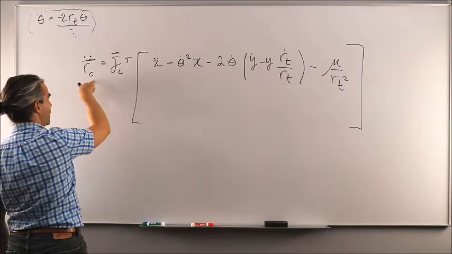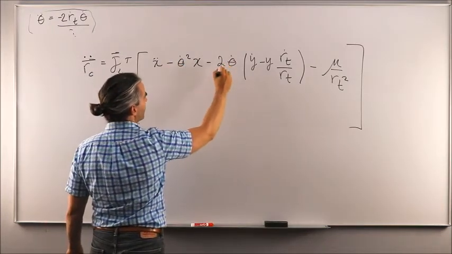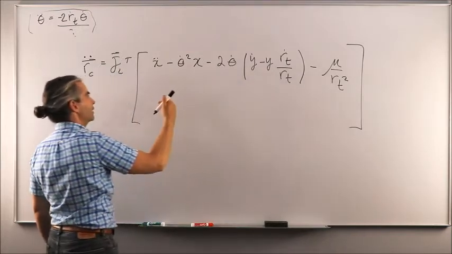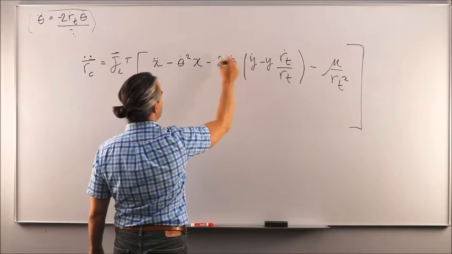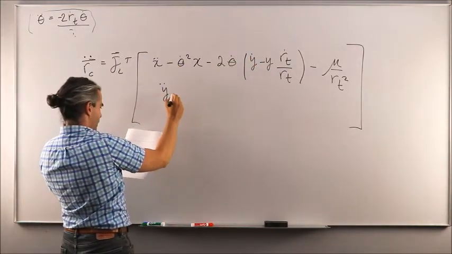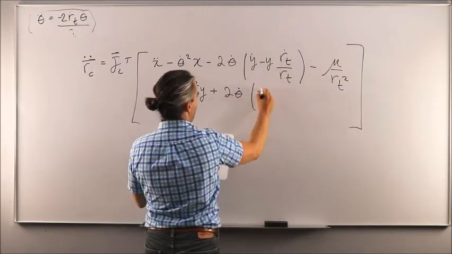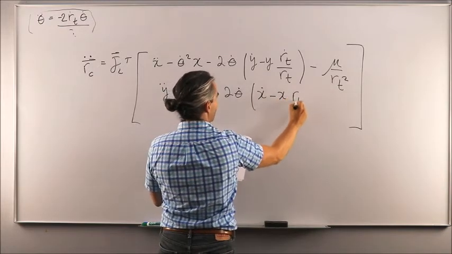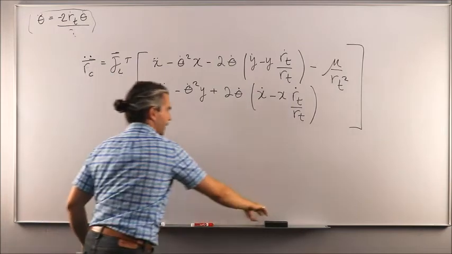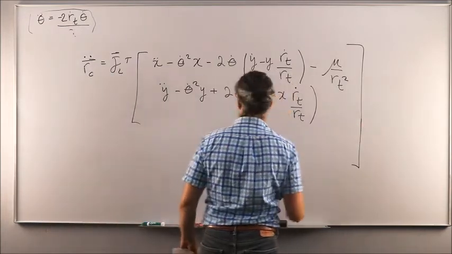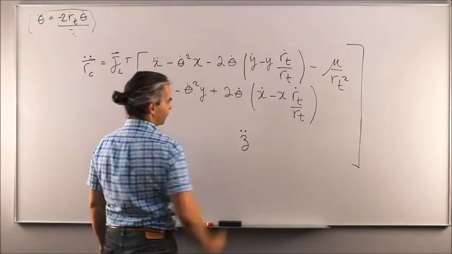So the acceleration of the chaser spacecraft with respect to the center of the Earth, expressed in terms of the angular velocity of the LVLH reference frame, this is your theta dot, and in terms of the relative motion between the chaser spacecraft and the target spacecraft. So those are the x, y, z components in terms of position, velocities, and acceleration. So y double dot minus theta dot square times y plus 2 theta dot times x dot minus x times RT dot over RT. That's it for the y component. And then the z component of RC acceleration in LVLH is going to be, well, same as before, z double dot.